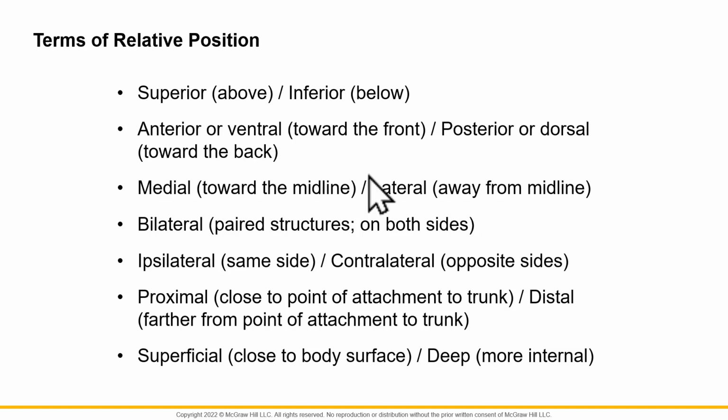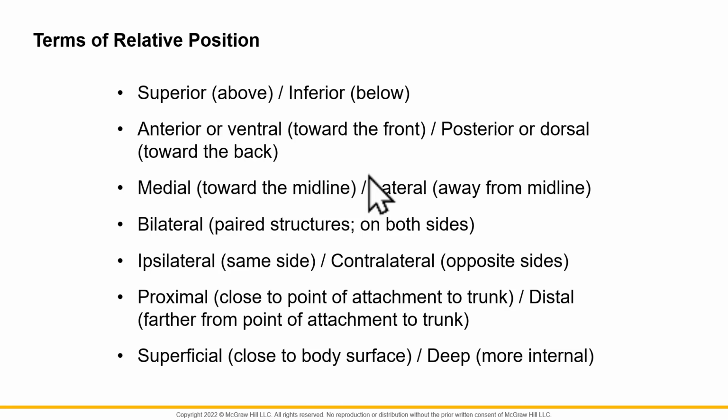If you have paired structures, we'll say they're bilateral. If they're on the same side, we say they're ipsilateral. If they're on opposite sides, they are contralateral. Okay, so if one organ is on one side of the body and the other organ is on the other side of the body, they're contralateral to each other. All right.